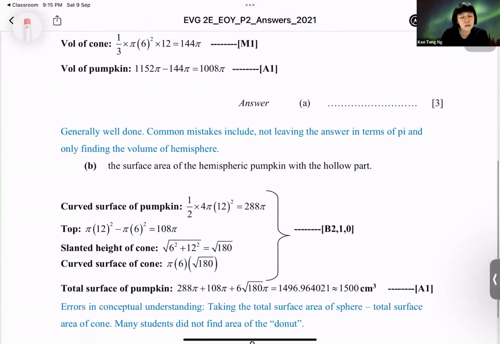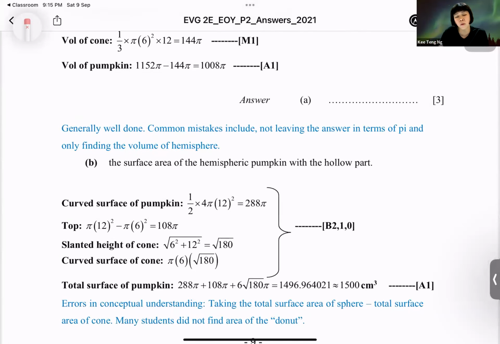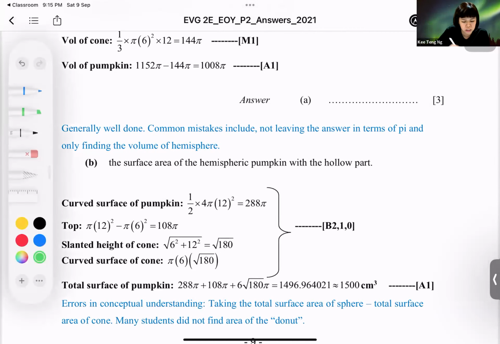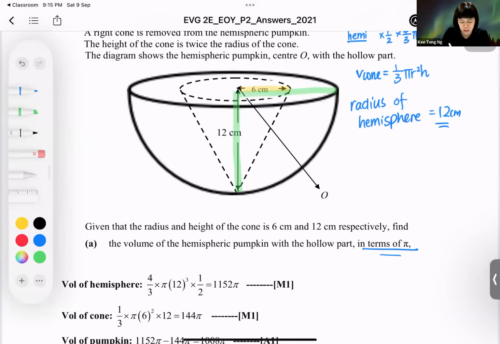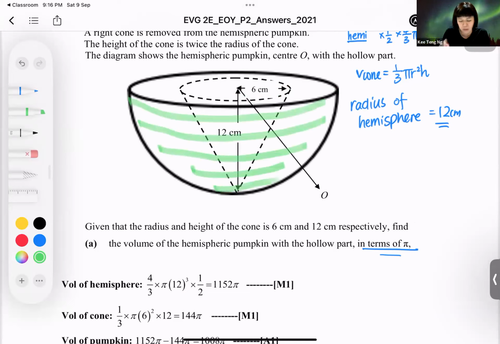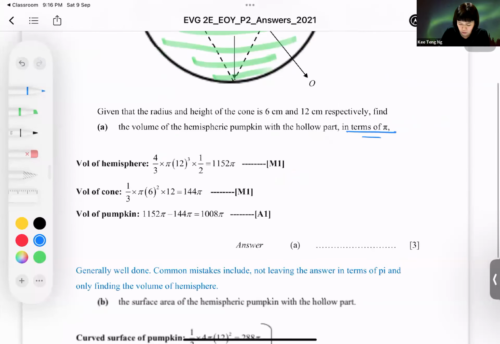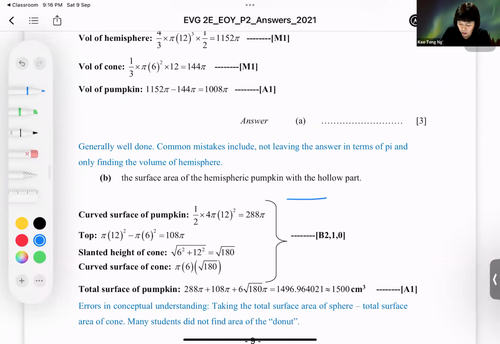Next one, calculate the surface area of the hemispherical pumpkin with the hollow part. I was saying there were 3 different portions just now. The first portion is, let me erase this, the curved surface area of this hemisphere. That's the first portion. Then I look at my second portion. So the first one over here is the curved surface area of the hemisphere. Okay, so I'm finding the curved surface area of the hemisphere.